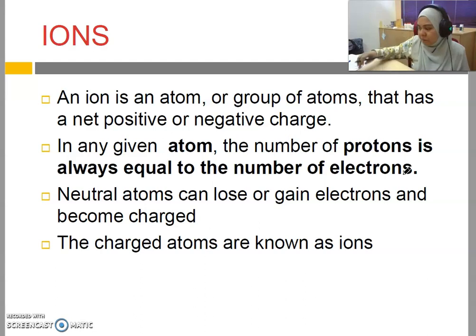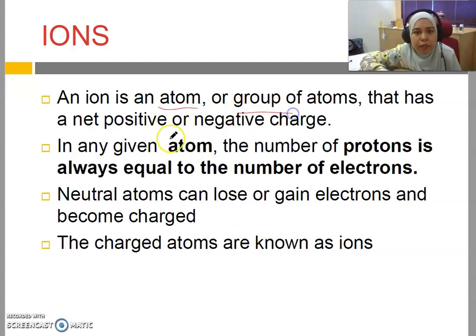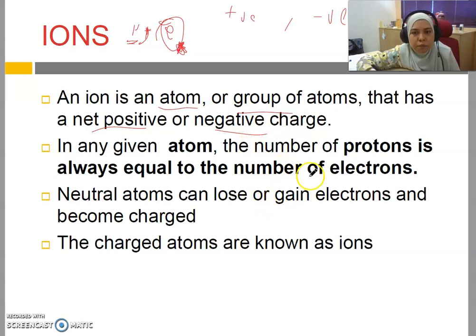Okay, ion. Okay, so for ion it means that atom or group of atom that have net positive or negative charge. Bila ada positif dan juga negatif. Jadi kalau kita tengok tadi dalam atom, yang ada charge adalah proton dan juga elektron. So proton tak boleh berubah. Jadi yang boleh berubah dalam bercharge adalah elektron. So the proton is always equal to the number electron in atom. Sebab dia neutral. But this neutral atom can lose or gain electron, become a charge.